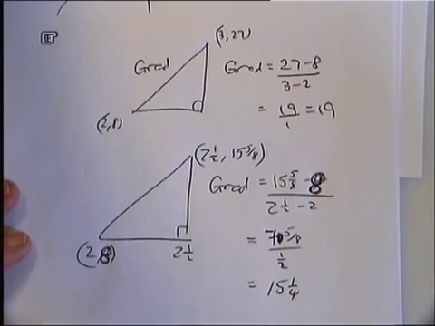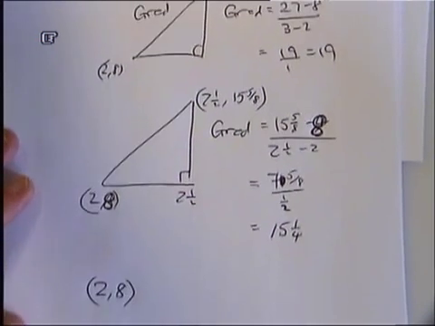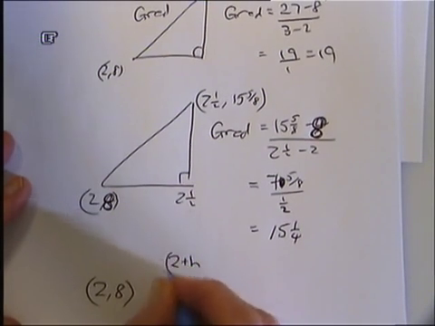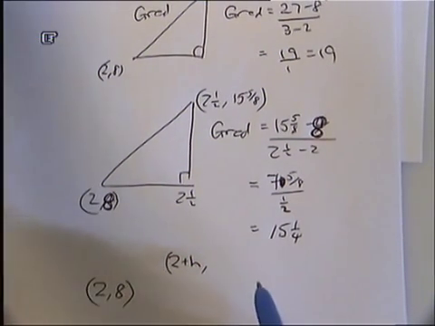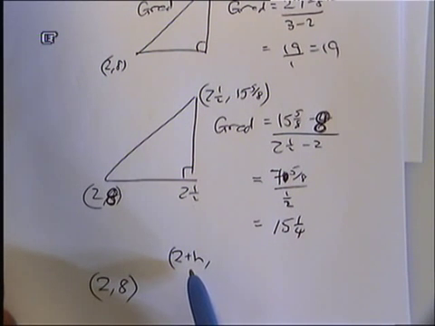So the next thing I'm going to ask them to do is to look at the triangle where the bottom left coordinate is 2, 8, and the x coordinate at the top is 2 plus h, where h is small. So they will then have to find the y coordinate to go with this, which will be equal to 2 plus h all cubed, and then they'll have to go and do the same thing on that.